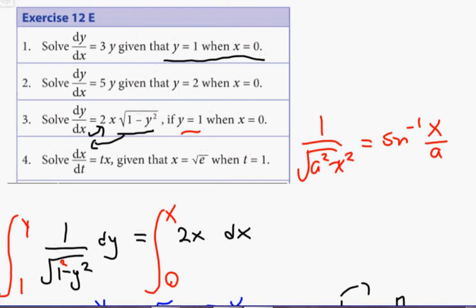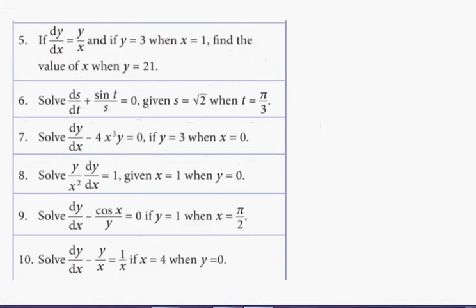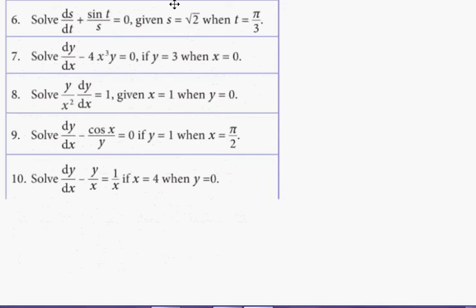Question 4 is quite easy. It just doesn't use y, it uses t instead of y, so it's quite easy as well. Now, I'll try something a bit more. Question 6, just mix up the letters a wee bit and might be considered a bit more confusing.